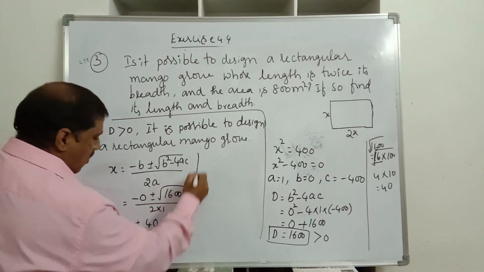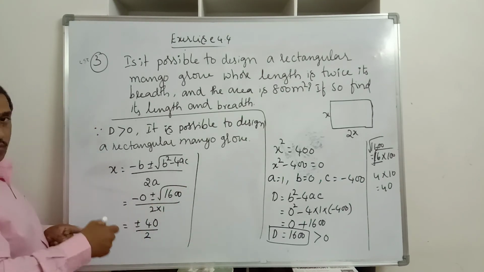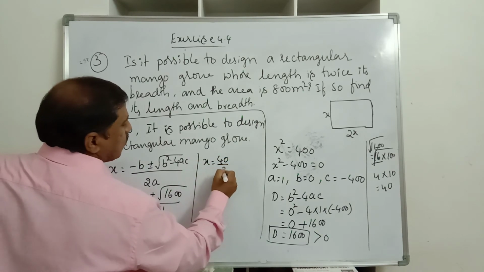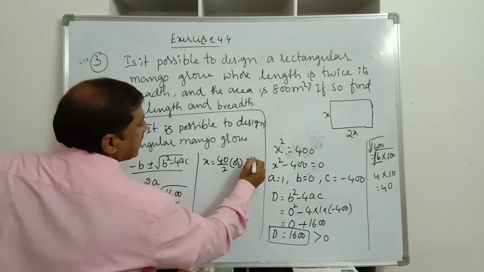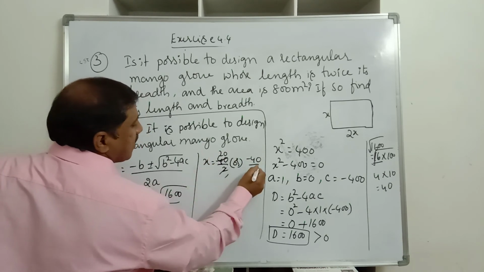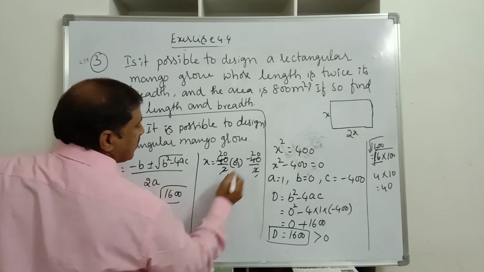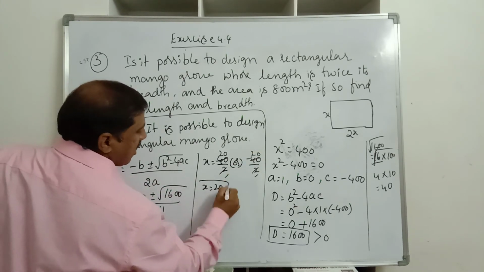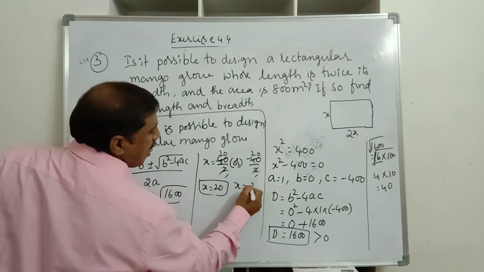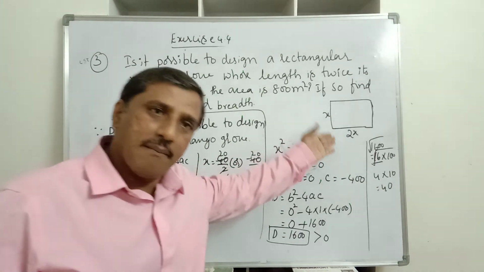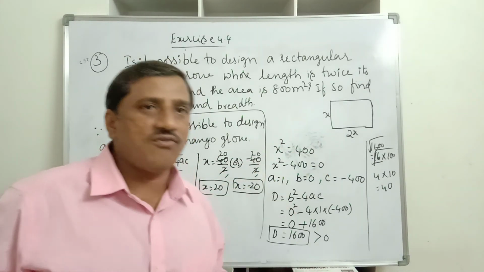Now plus or minus 40 by 2 means here we are getting two values. x is equal to 40 by 2 or minus 40 by 2. That is 2 twos are 4, 2 zeros are 0, so 20. x is equal to 20 or x is equal to minus 20. What is x representing? It is representing breadth. Breadth is also a kind of length.